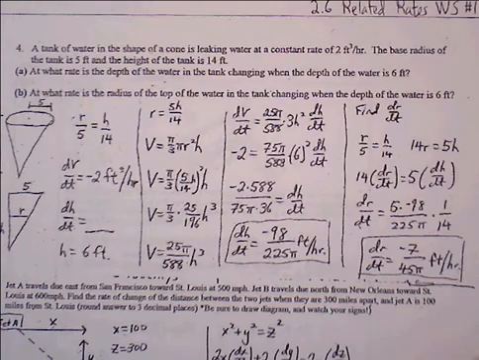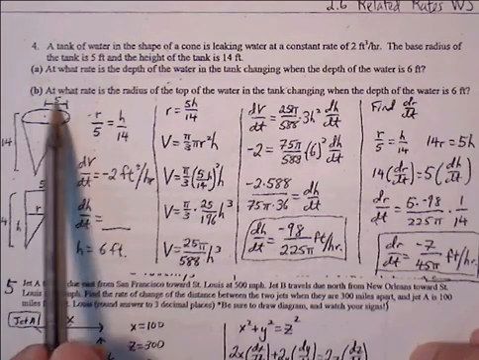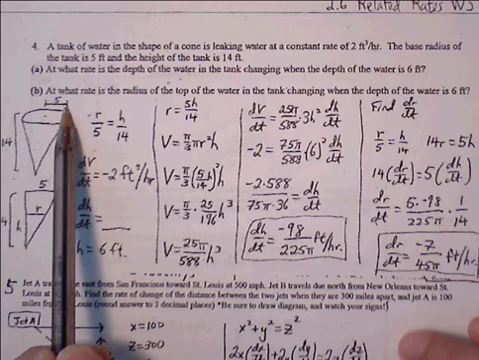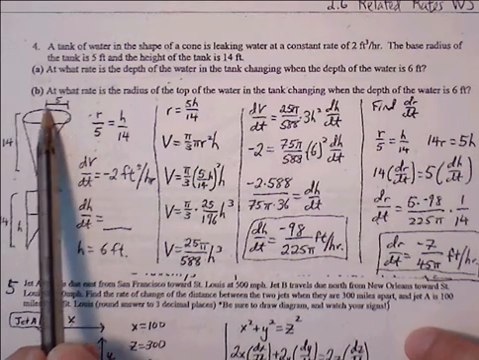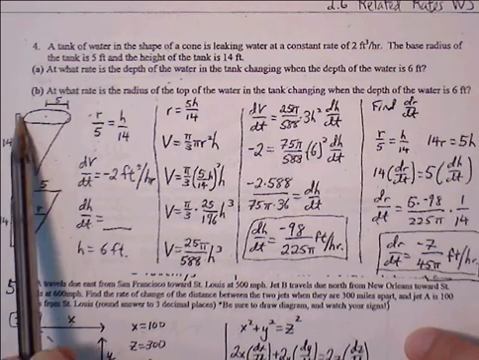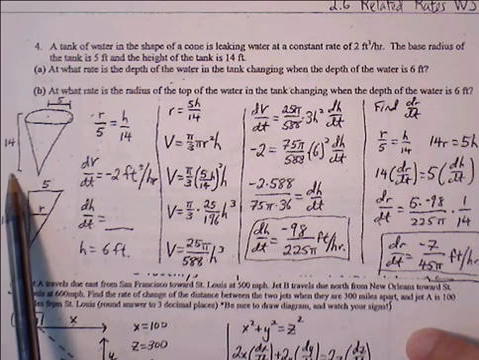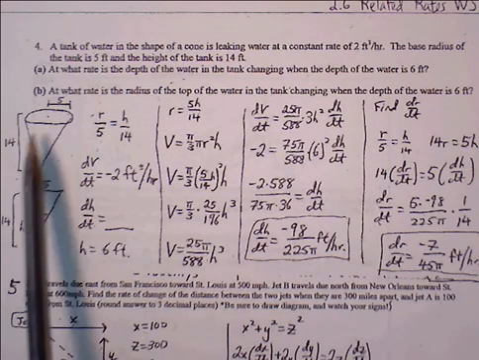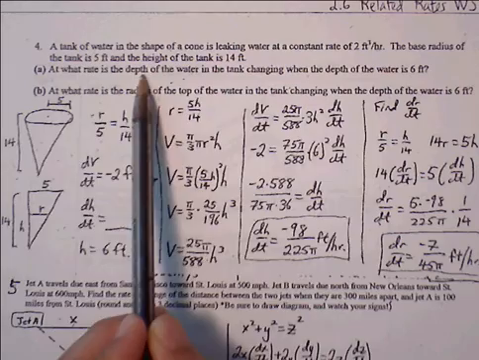5 feet is the radius, so I have a diagram here showing the radius of the cone here, and the height dimensions of the height here will be 14 feet. Part A, at what rate is the depth of water changing?